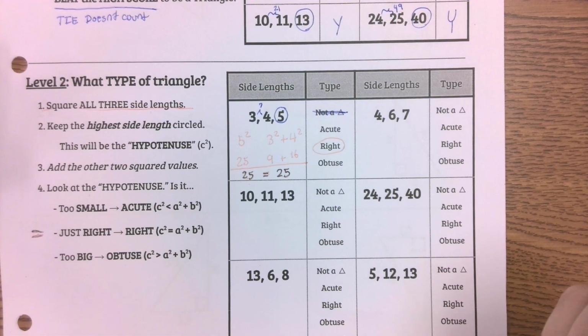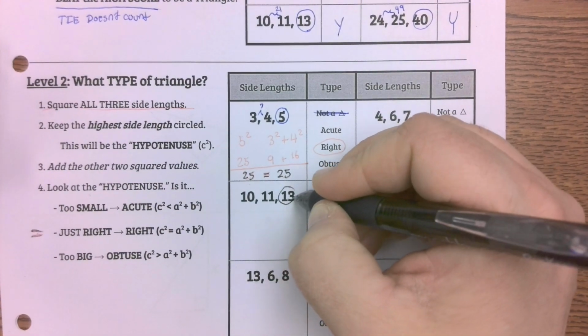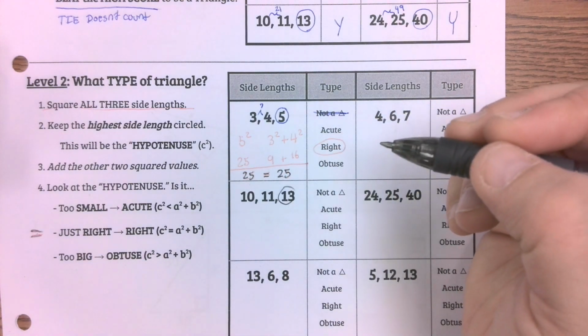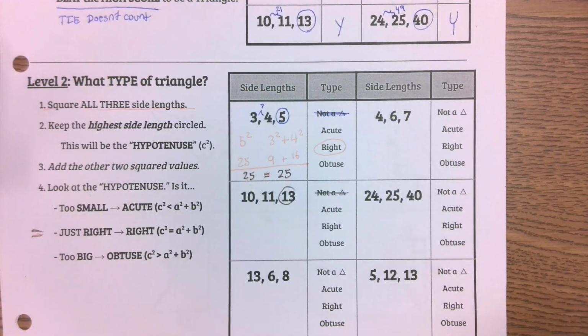So step 1, is it a triangle? Find my big boy. Okay, my biggest one is 13. 10 and 11 make 21. So I know that it is in fact a triangle. Don't have to worry about that, but you do need to check every time. Okay, so now let's see what we've got.